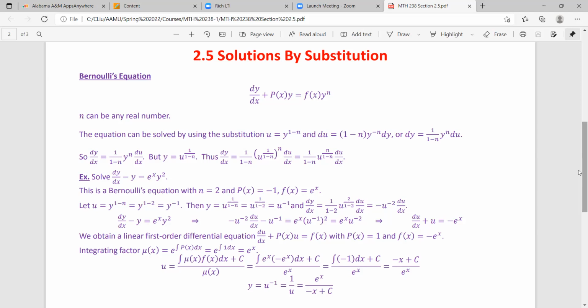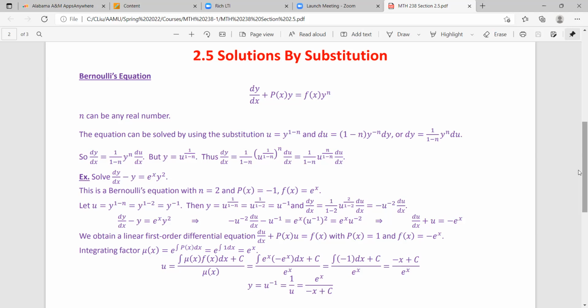And we can write down everything in terms of u in the new equation. Okay, so the original equation dy over dx minus y equals e to the x times y squared. On the left, the first term dy over dx will be negative u to the -2 du over dx, as we got. The second term is y, or u to the -1. So that will be minus u to the -1 equals e to the x times y squared, which is just u to the -1 squared. So that will be u to the -2.